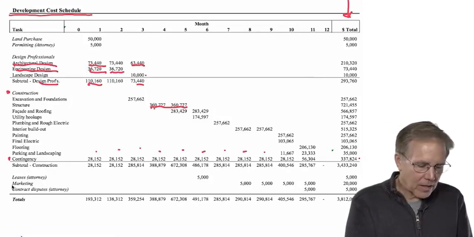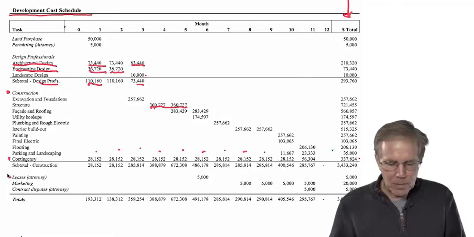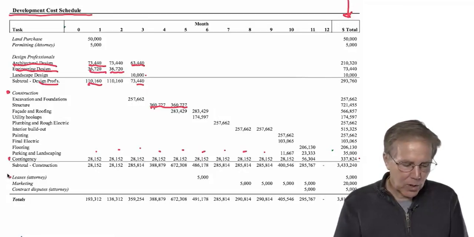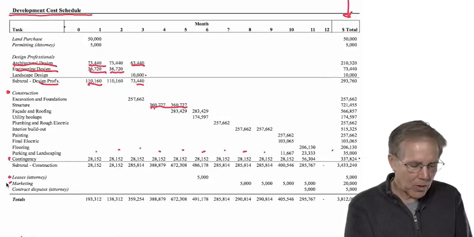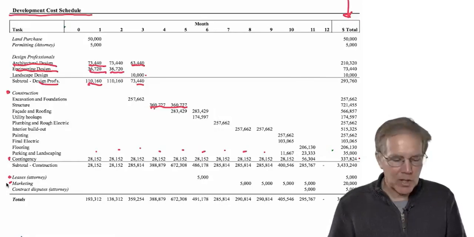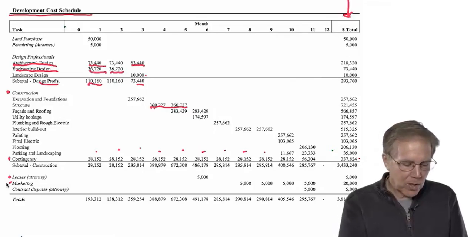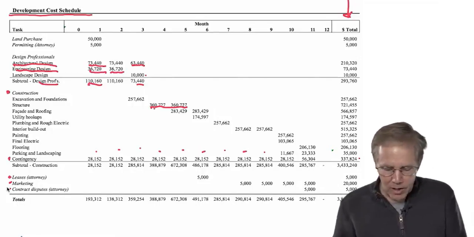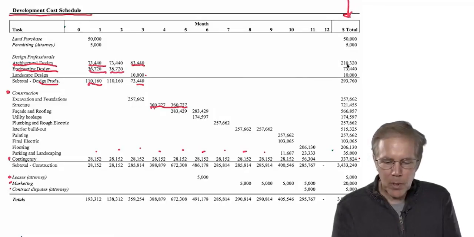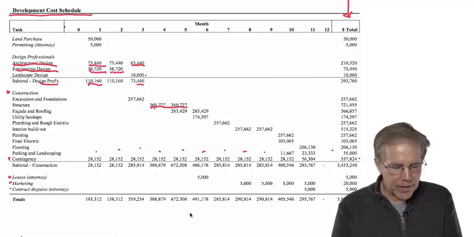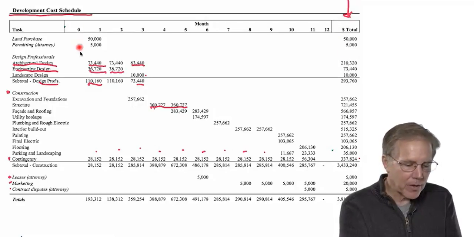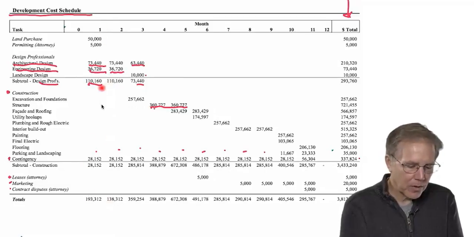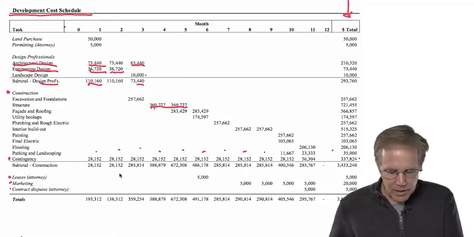Okay, and then we have more attorney's fees. This is going to be for generating the leases for us. We have marketing. Remember, we're not going to be able to sell this building unless it's pretty much pre-rented. So we're going to need some help with marketing staff or a marketing firm that we hire. And there's always, this is America, there's always some contract disputes, so we're going to need our attorney for that. So everything gets totaled up here by task along the right, and everything gets totaled up by month down here.